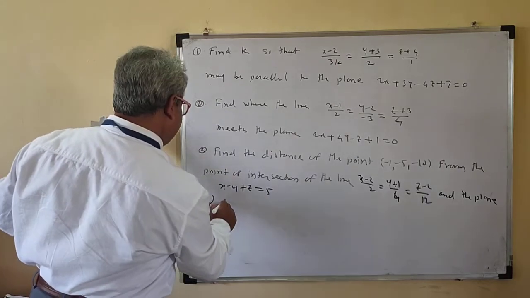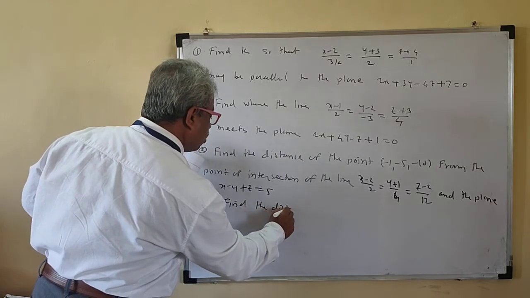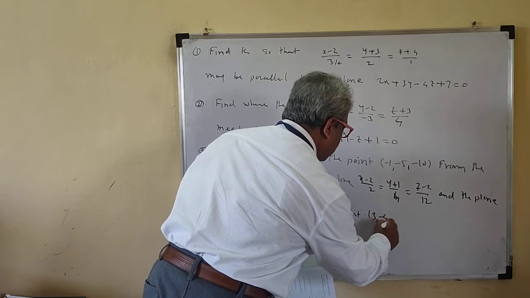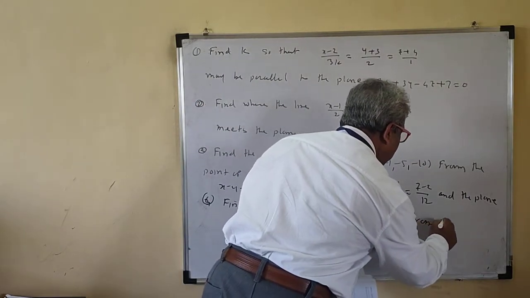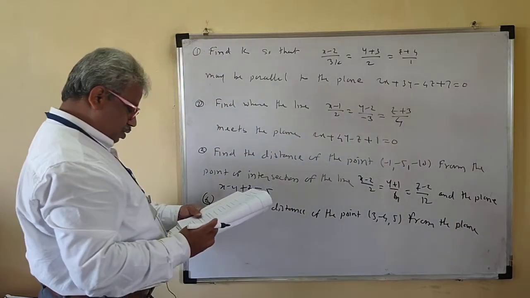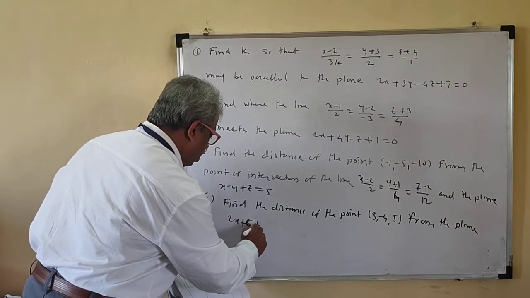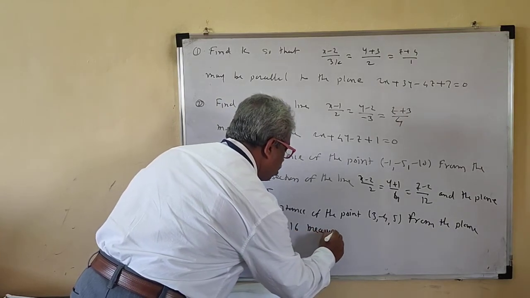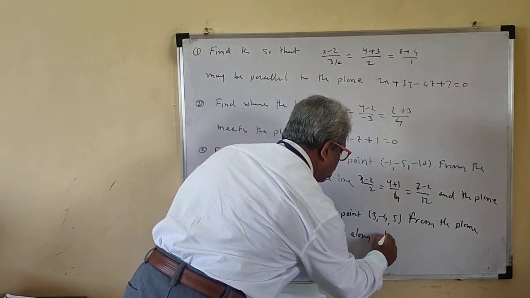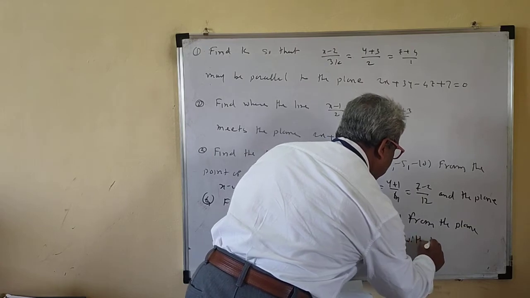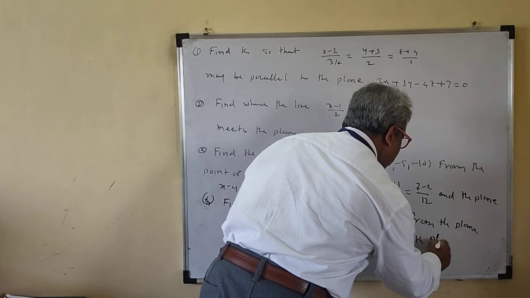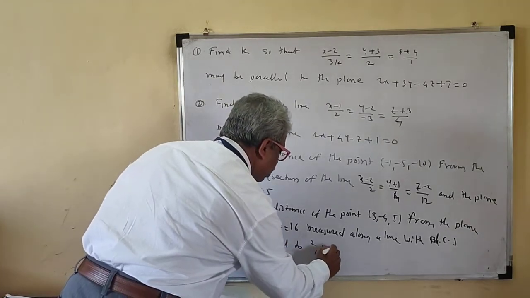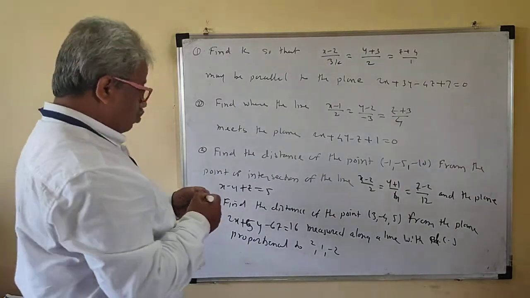And the last one, of course: find the distance of the point (3, minus 4, 5) from the plane 2x plus 5y minus 6z is equal to 16, measured along a line with DRs proportional to 2, 1, minus 2. Okay, so these are the four problems.